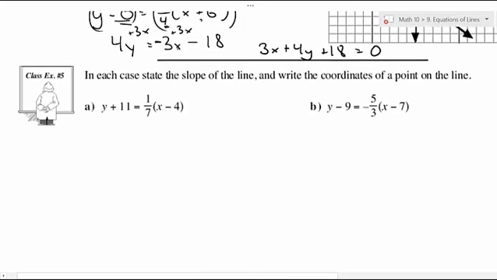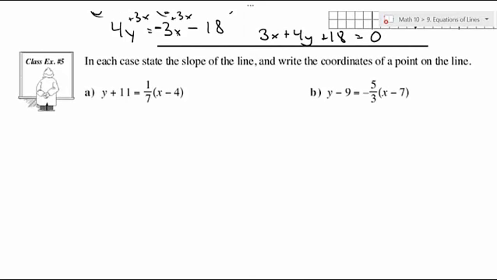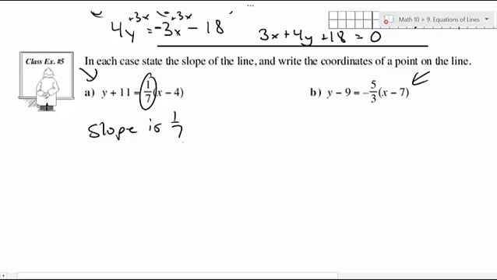All right, so now last question here. For what you see here, state the slope and write the coordinates of a point on the line. I'm going to do the first one here, and then I'm going to have you do the second one. So I see right here that the slope is 1/7, and a point on the line is, I'm going to say it's a 4 because I'm subtracting here, and then this has got to be a negative 11. So there's a point 4, negative 11. Okay, please do the rest.